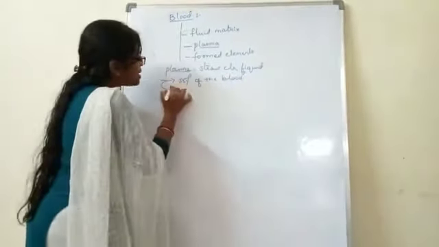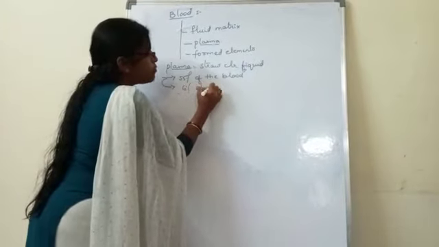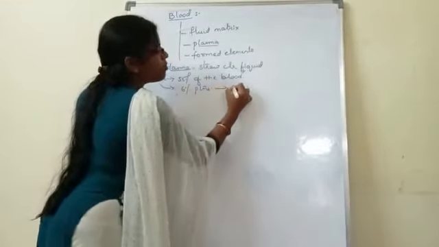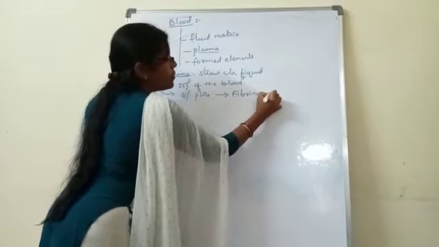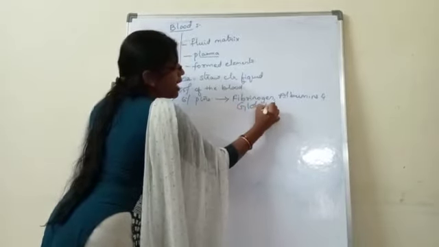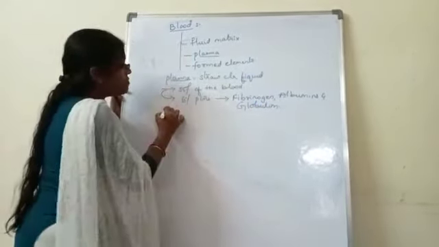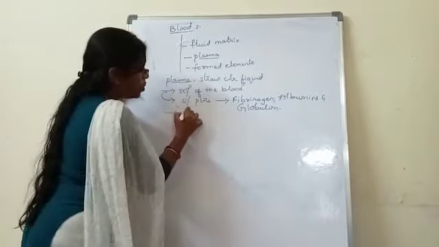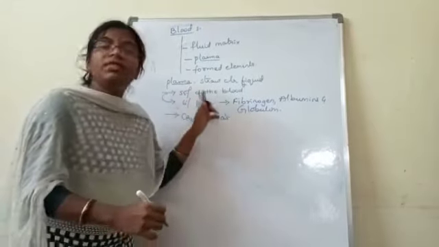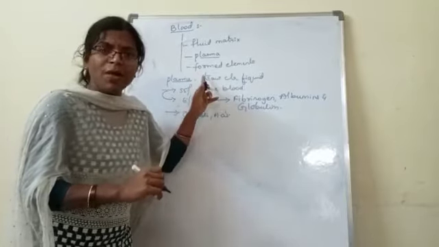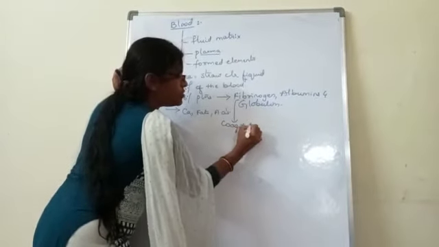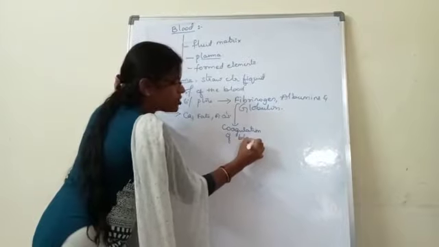Apart from this, plasma also contains 6% proteins, such as fibrinogen, albumins and globulins. Some other substances are also present, like carbohydrates, fats, amino acids and so on. What is the function of the proteins? Fibrinogen is helpful for coagulation of blood at the time of injury.